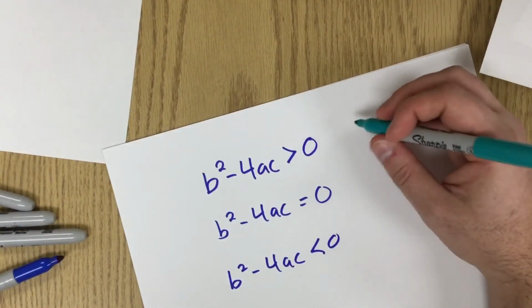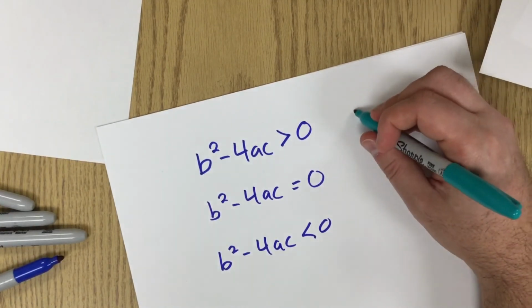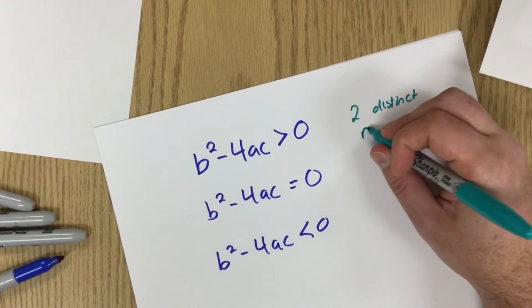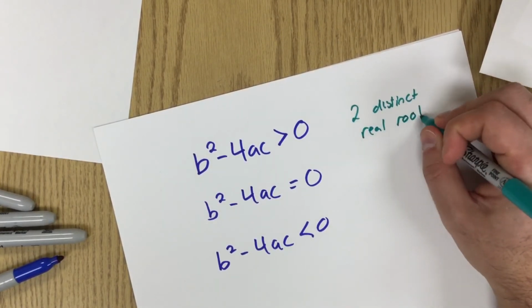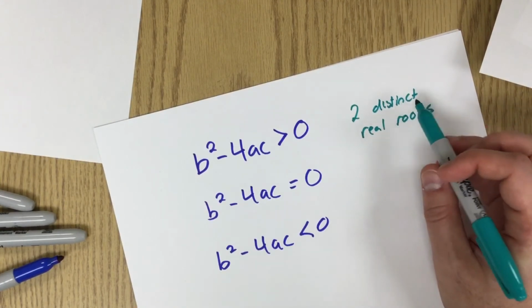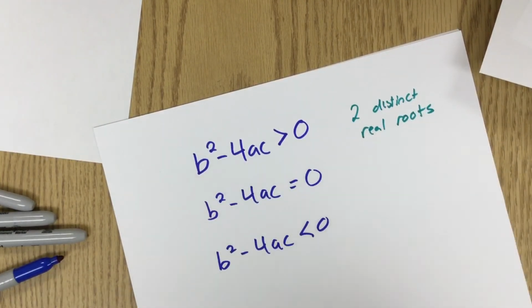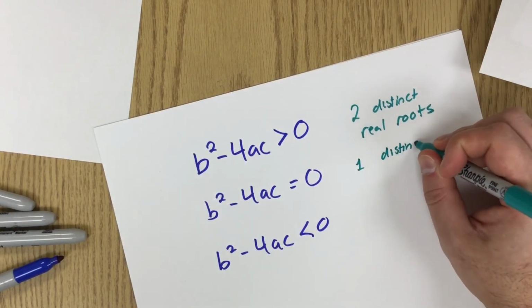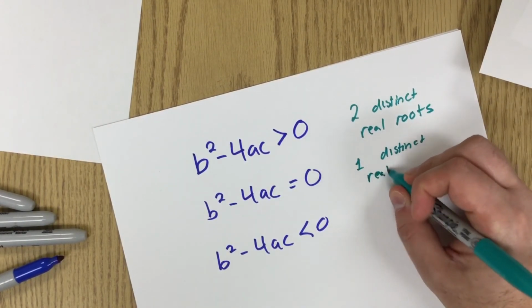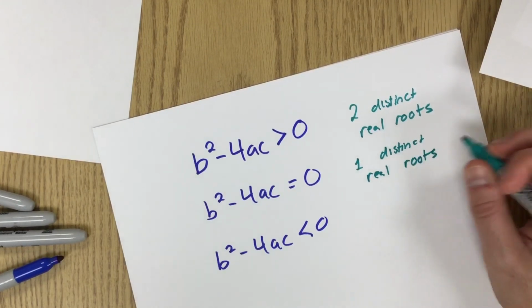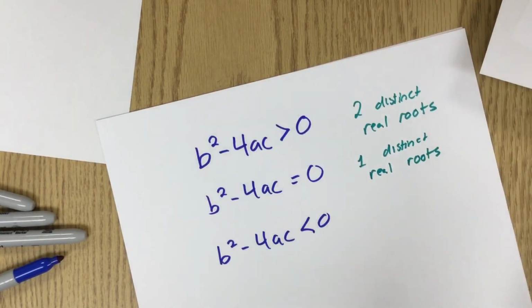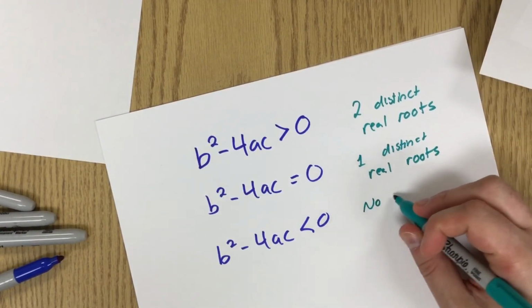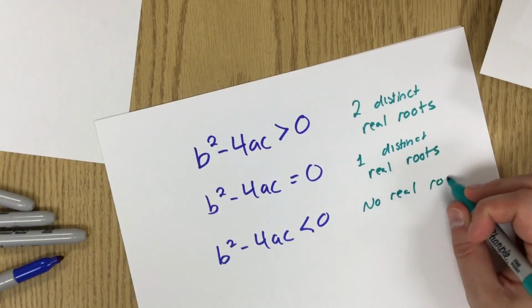If it's bigger than 0, then that means we are going to have two distinct real roots, which means that they're real, so they're actual numbers, and distinct means they're two different ones. Here we have only one distinct real root. So there's kind of two roots, but they're both the same number. There's only one different one. And for this one over here, there are no real roots.